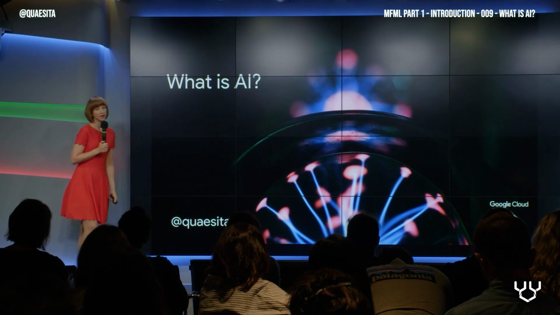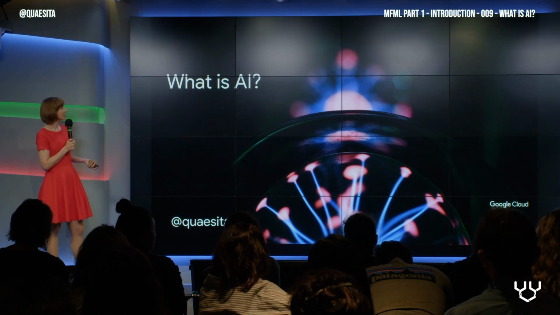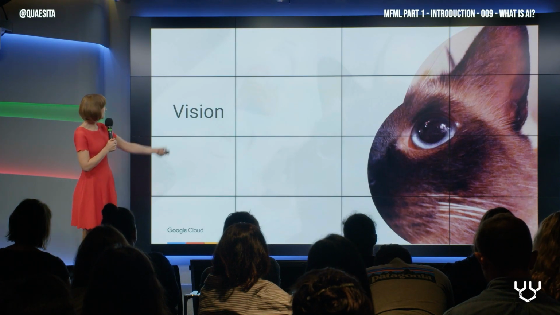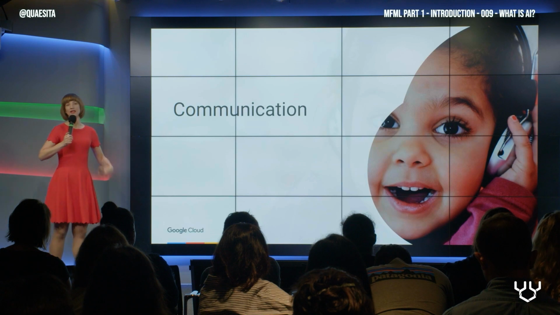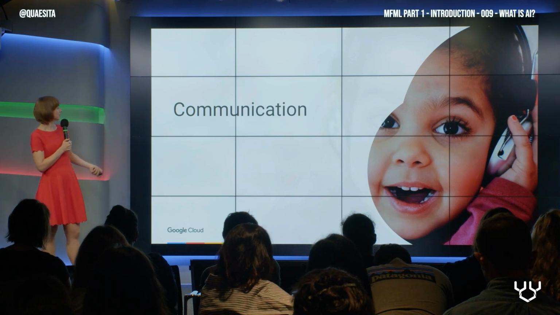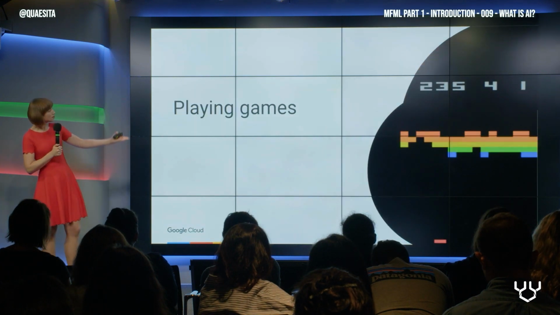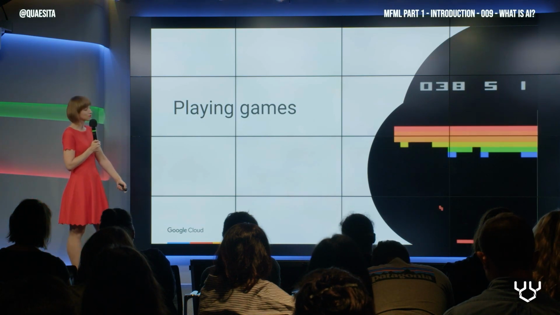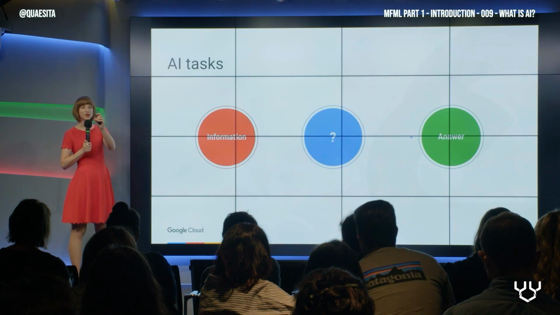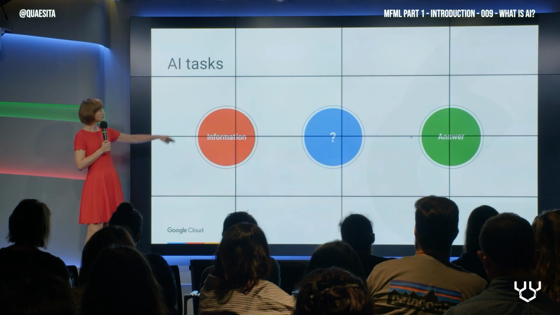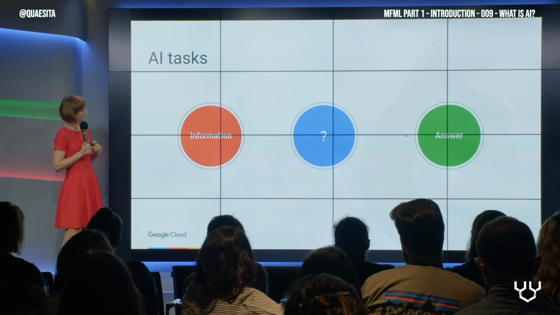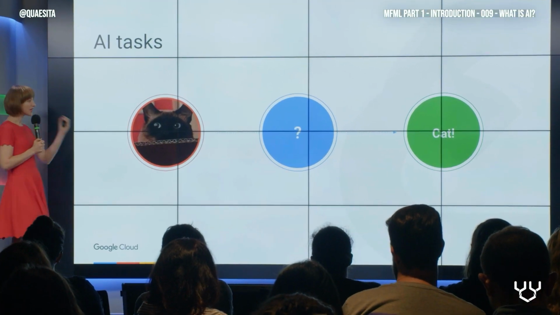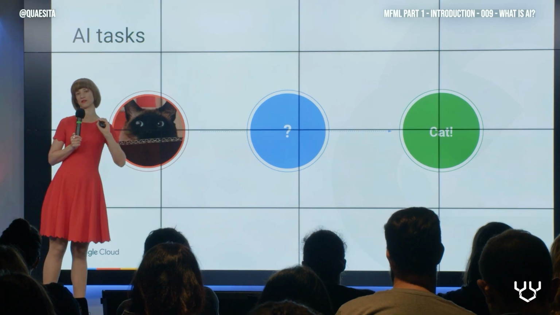So let's have a look at some AI tasks and see what they have in common. There are tasks like figuring out whether an image has a cat in it or not, having a natural-sounding, human-sounding conversation, playing games that you don't know the rules for, that you have to use intuition to figure out the rules. Well, when you, the human, do these tasks, you are taking in information through your senses, and you get the answer as if by magic.